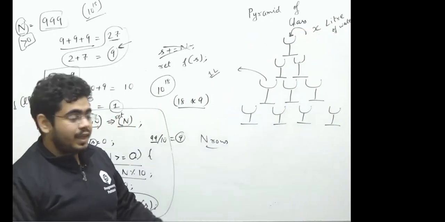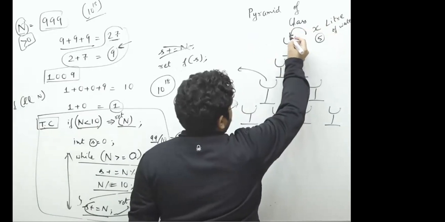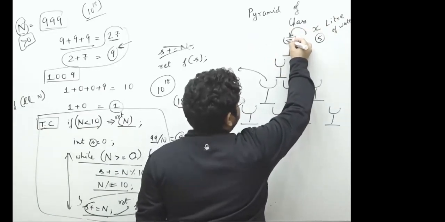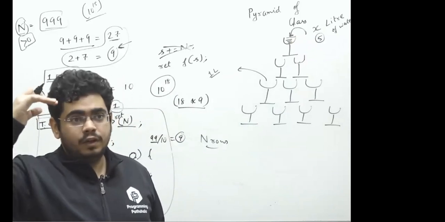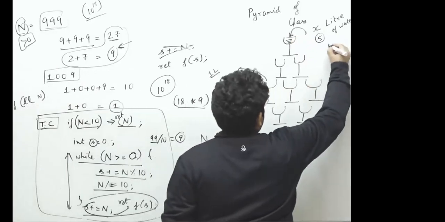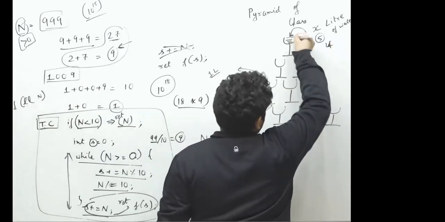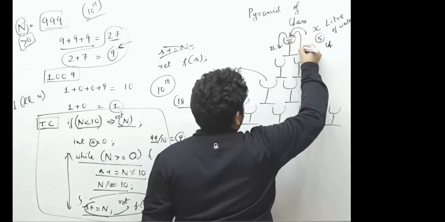Okay, so let's say x is 5. What will happen? 1 liter will fill here. Do you agree? That is what will happen. 1 liter, it will fill. Remaining 4 liter, what will happen? Overflows on both sides equally. So 2 liter goes here, 2 liter goes here.